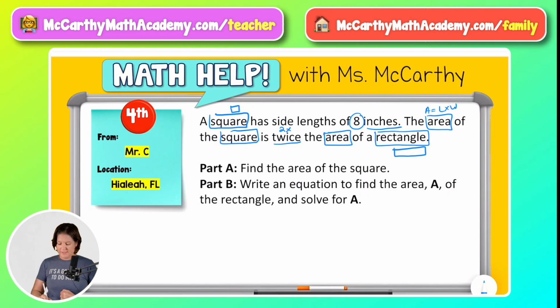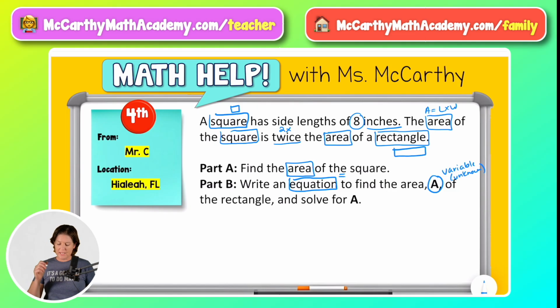We've got a part A. Part A says to first find the area of the square. Part B is to write an equation. We know that an equation has an equal sign. To find the area of the rectangle using this A, this is a variable, this is our unknown, and solve for A. Listen, if this is making your brain hurt right now and you're like, whoa, there's a lot going on here, that is okay. It's very normal. In fact, I even wrote this problem and I'm looking at it like, oh my goodness. But the important thing with math, especially word problems, is to practice breaking it down one step at a time. So let's use what we know to figure out what we don't know yet.